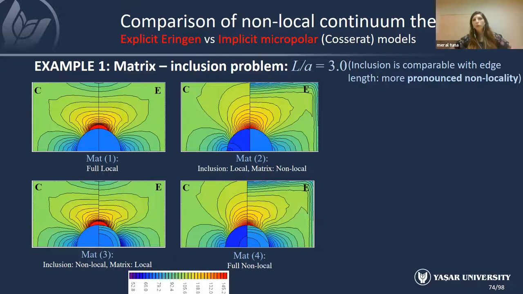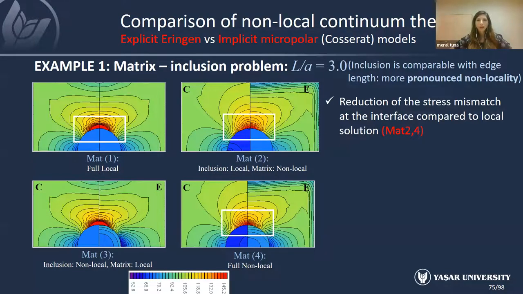The things that I am going to say are, of course, valid for all other scale ratios. First of all, we see that when using non-local models, the maximum stress, or let's say the stress mismatch between matrix and inclusion, reduces. So this is the local case, and these are the non-local cases in which the matrix, in both cases, is modeled using a non-local model. And both Eringen and Cosserat models have the capability to avoid stress singularity at geometric discontinuity.